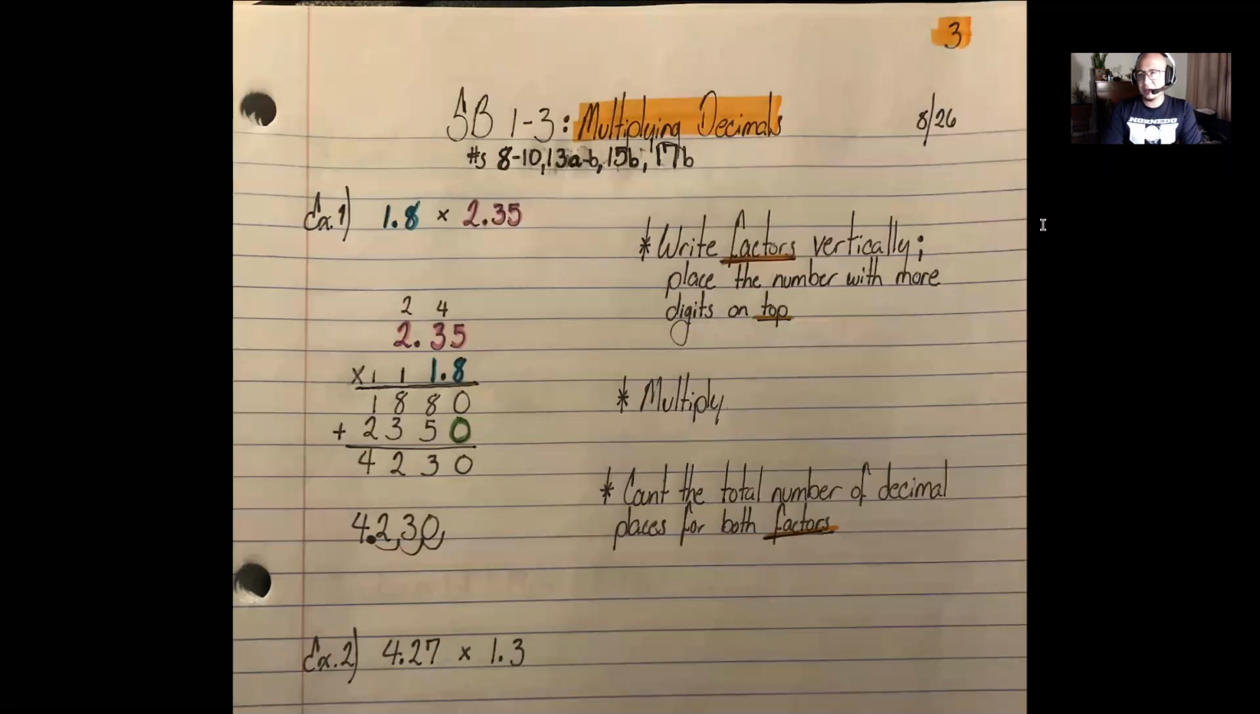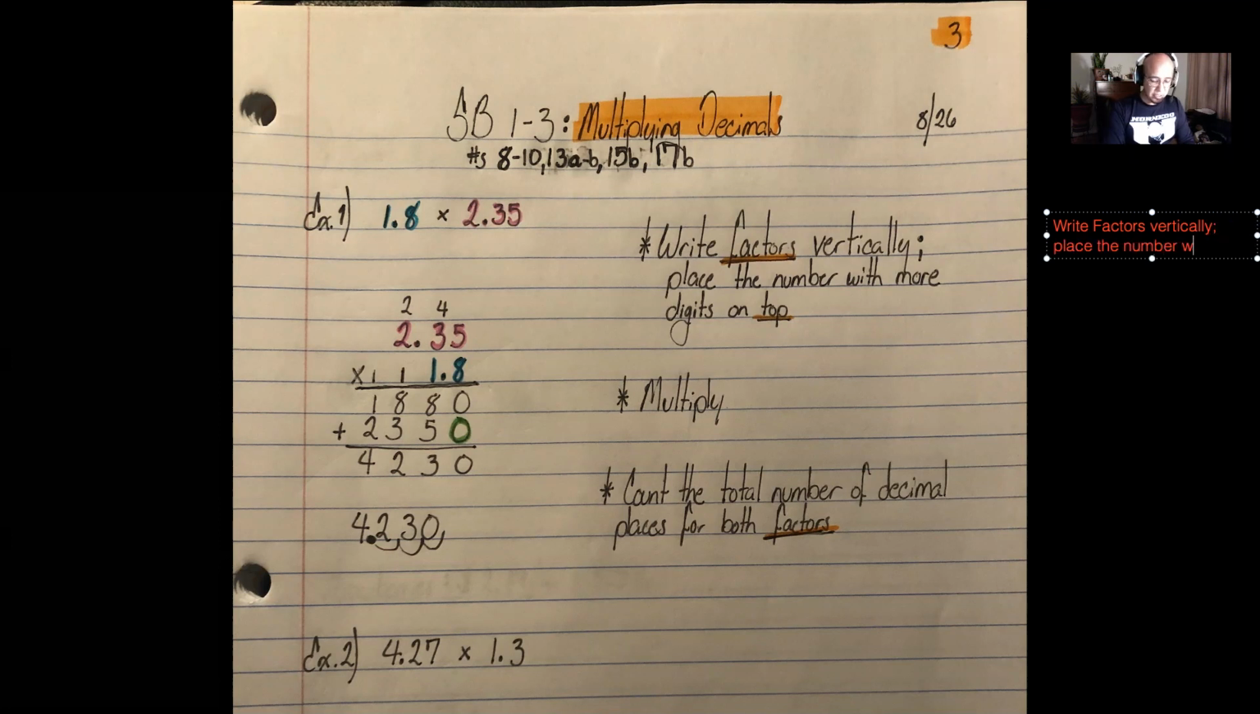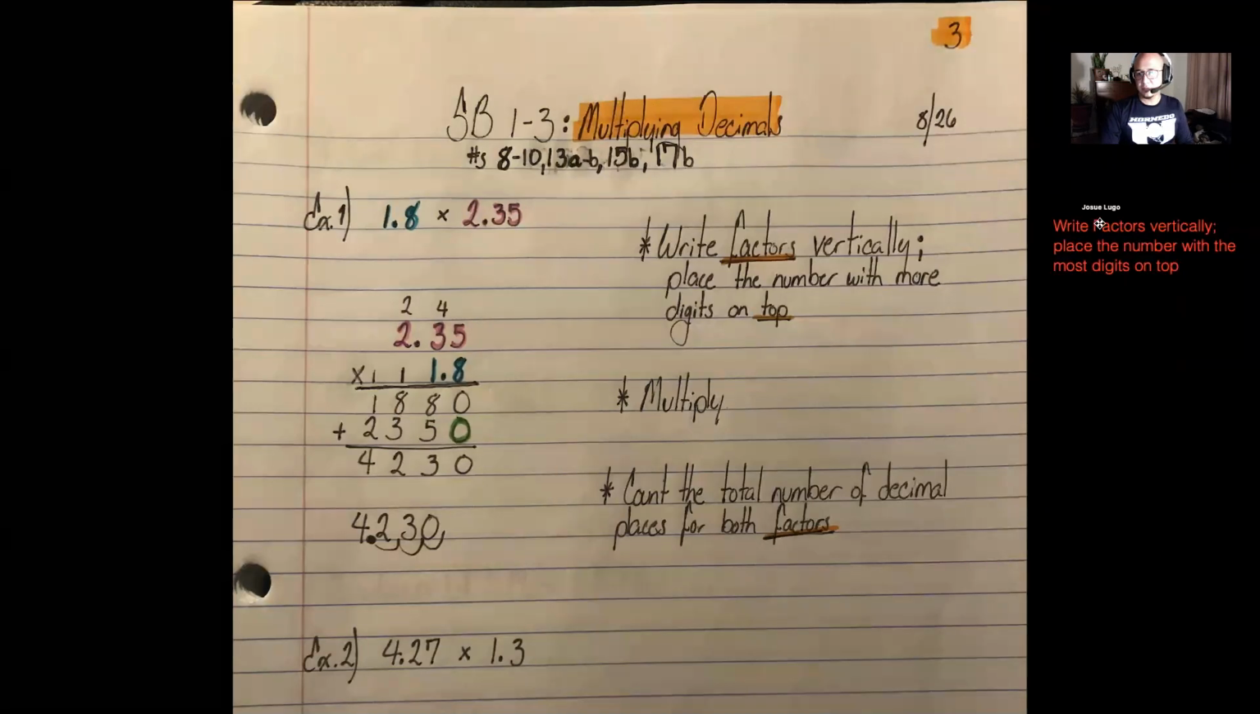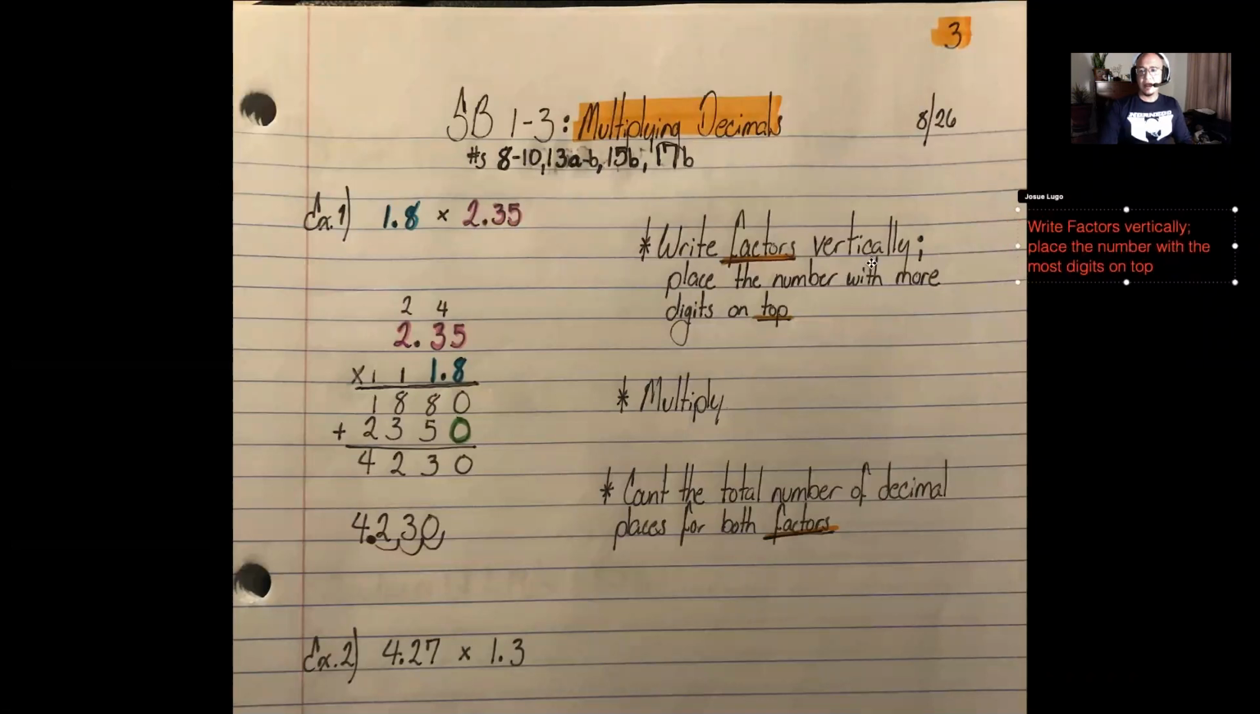But let me also write it here. The exact same thing that is handwritten here, I'm going to write it on the side, just in case that is hard to read. I realize that my handwriting isn't the most legible. So we're going to write the factors vertically, and I'll explain to you what I mean by that. And we're going to place the number with the most digits on top. So that's what it says right there. Okay, what does that mean?